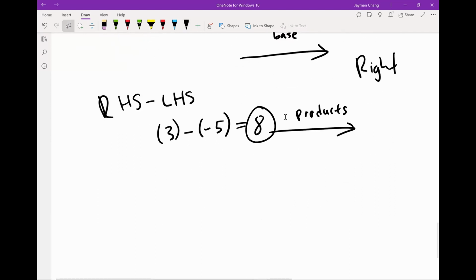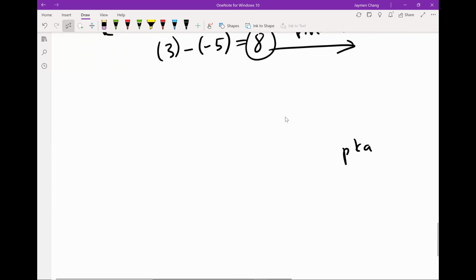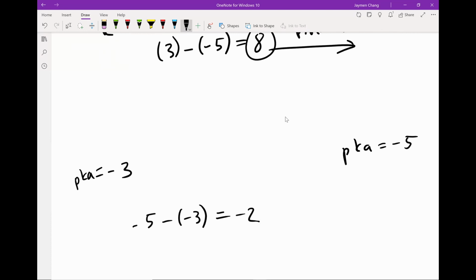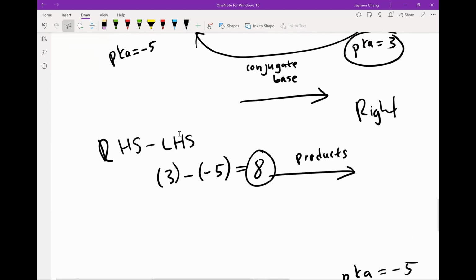Okay, so if we did another example, for example, if we had a pKa of -5 and a pKa of like -3, so this might be a bit more ambiguous. What we could do is just take -5 minus -3, and this is equal to -2. So this would still lie on the reactant side. Does that make sense? So here's a quick little trick you can do: the right-hand side minus the left-hand side, and then we just look at the sign of it. If it's positive, it goes to the right, and if it's negative, it goes to the left. Okay.